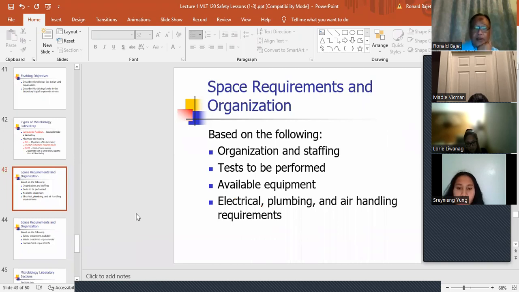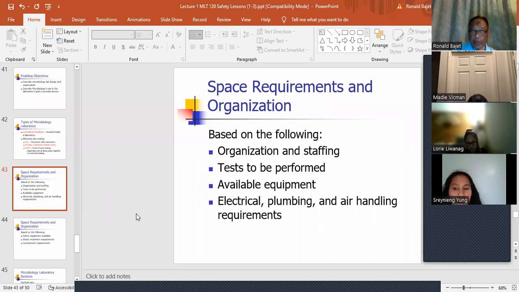That's point of care. Based on the following space requirements and organization. Space requirements and organization, it's based on the organization and staffing. So you want to have a large enough space if you have a large staff, and you don't want to have a small space with a large number of personnel. And that's one of the things that on an inspection, they're going to evaluate if you have enough space to do the testing that you provide. The tests to perform, that's really important. Available equipment. If you have enough equipment to do the testing that you're providing to your patients, you have to have adequate electricity, adequate plumbing.